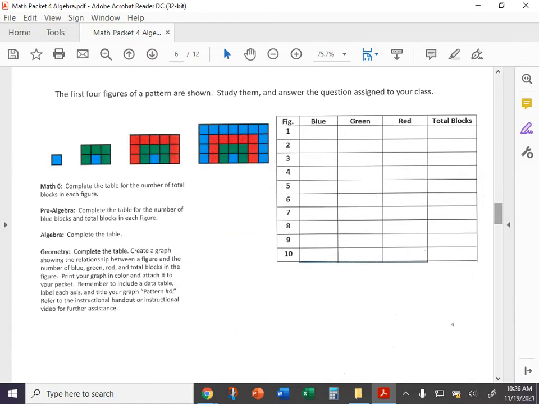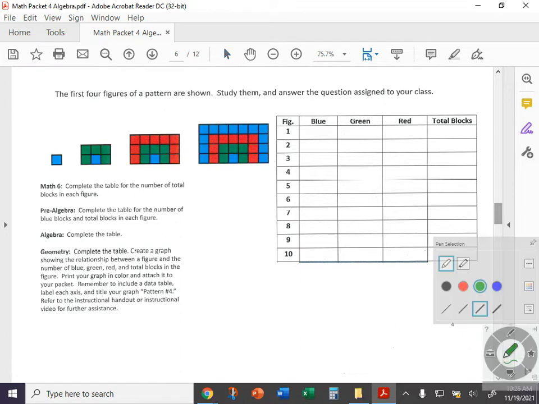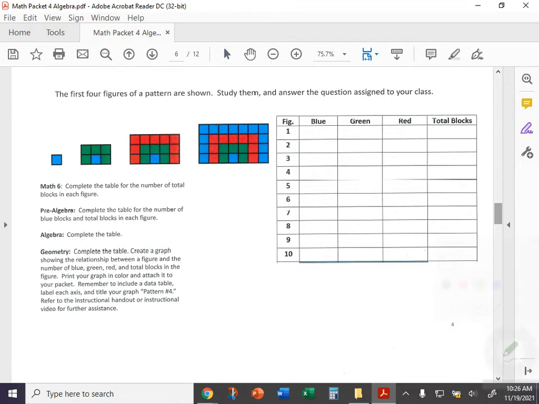The pattern block page. Your job is to complete the table. And so starting with the total blocks is probably the best place to start here. In figure 1, we got 1 total block. In figure 2, it's a 2 by 3 rectangle, so we have 6. Figure 3 is a 3 by 5 rectangle, which is 15. Figure 4 is a 4 by 7 rectangle, which is 28, and that's as much as we're given.